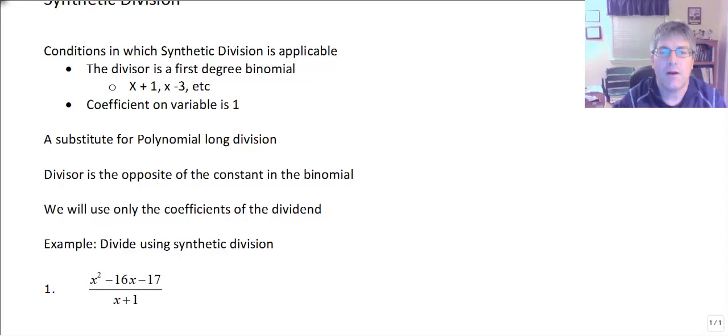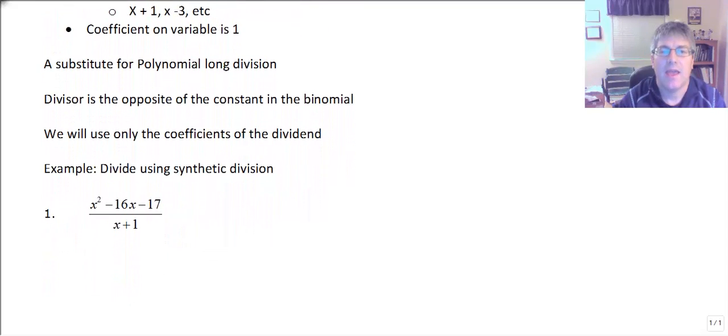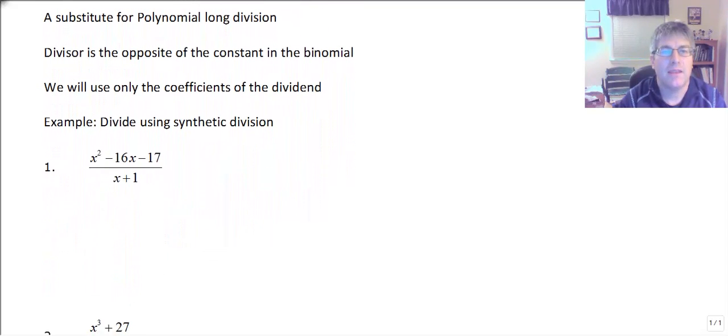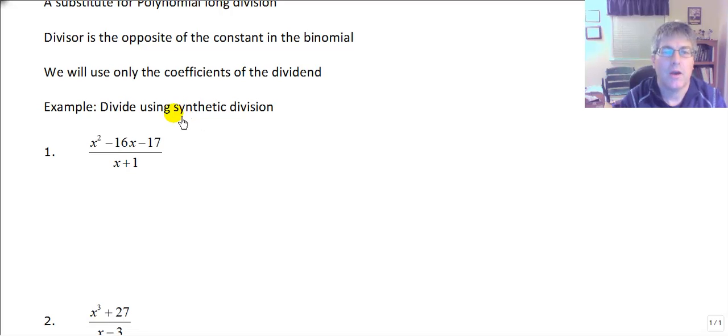Once you do a few of them, you'll really get the hang of it, and frankly, it will go pretty quickly. So first, the setup. We're dividing by x plus 1. X plus 1 is our divisor. It's first degree. The coefficient on x is 1, so this meets the requirements. So the divisor we're going to set aside and put in a little box like this.